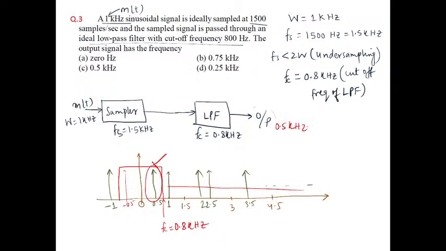So, at the output, the signal will have only a single frequency component, and that will be 0.5 kilohertz or 500 Hz. So, you can see from here, there is a sinusoidal signal at the input with a frequency of 1 kilohertz, but it has been undersampled. Now, at the output of the low pass filter, you have another sinusoidal signal. Since there is only one frequency component at the output, we can say that the signal is also sinusoidal, but this time the frequency has changed from 1 kilohertz to 500 Hz. So, the correct answer will be C.